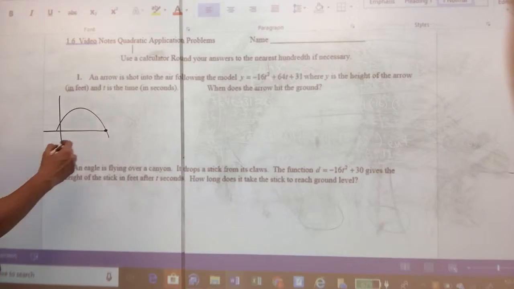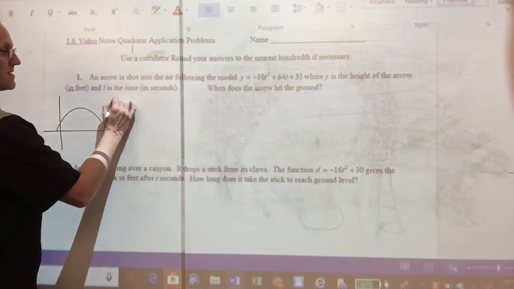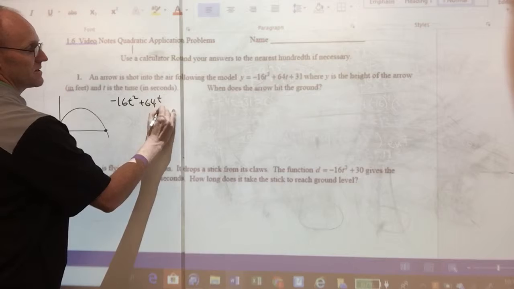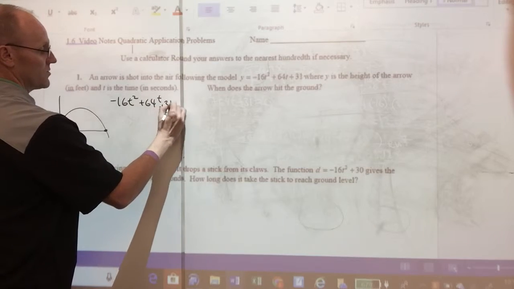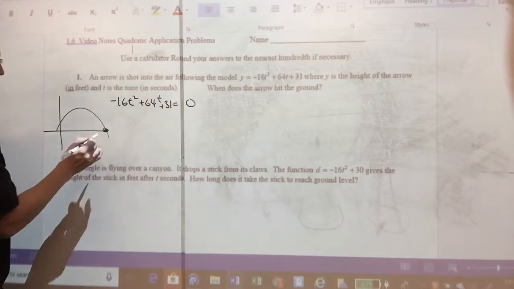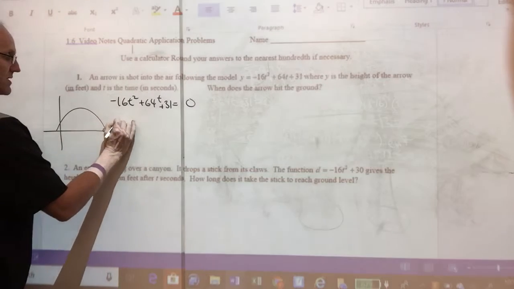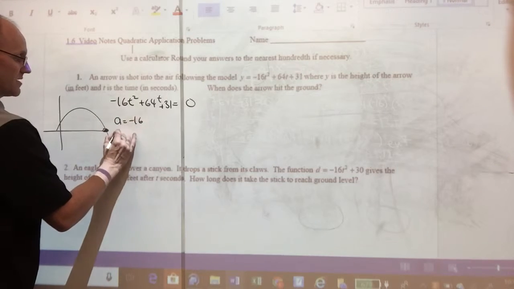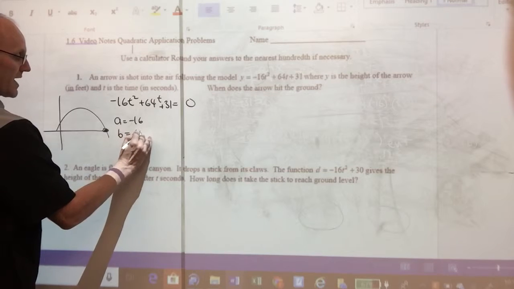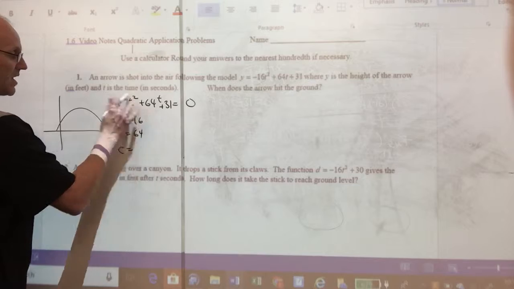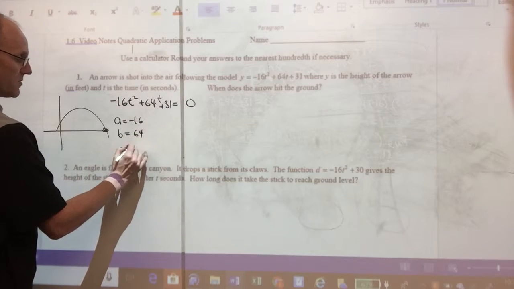So we really want to set this equation, negative 16t squared plus 64t plus 31, equal to 0. When the height is 0, that's when it hits the ground. To do that, we're going to use our quadratic formula. We're going to use our calculator to do this whole problem, and we're going to type it all in at once. That's really today's lesson: how do I type this in using the quadratic formula at once?